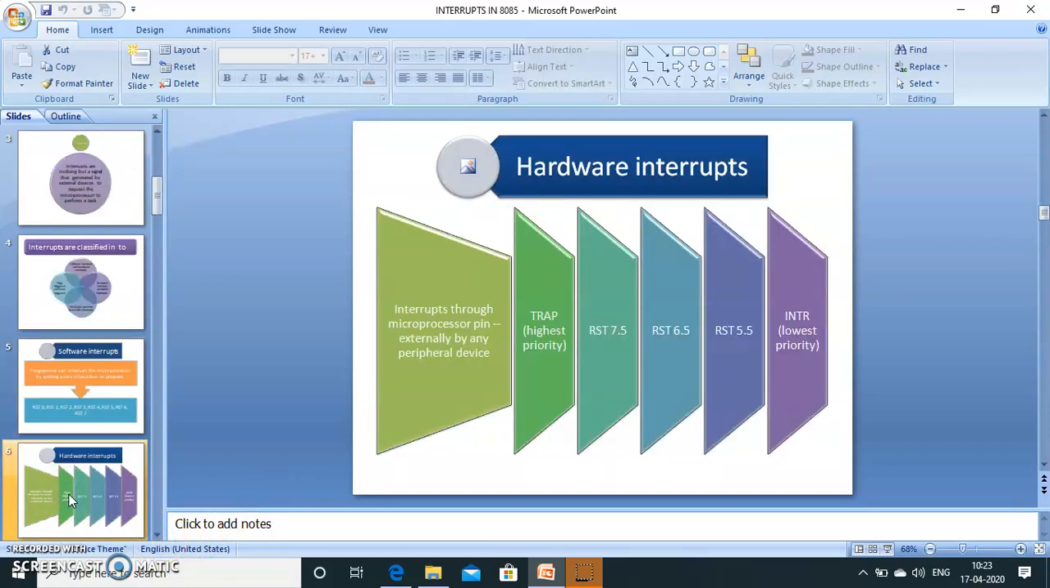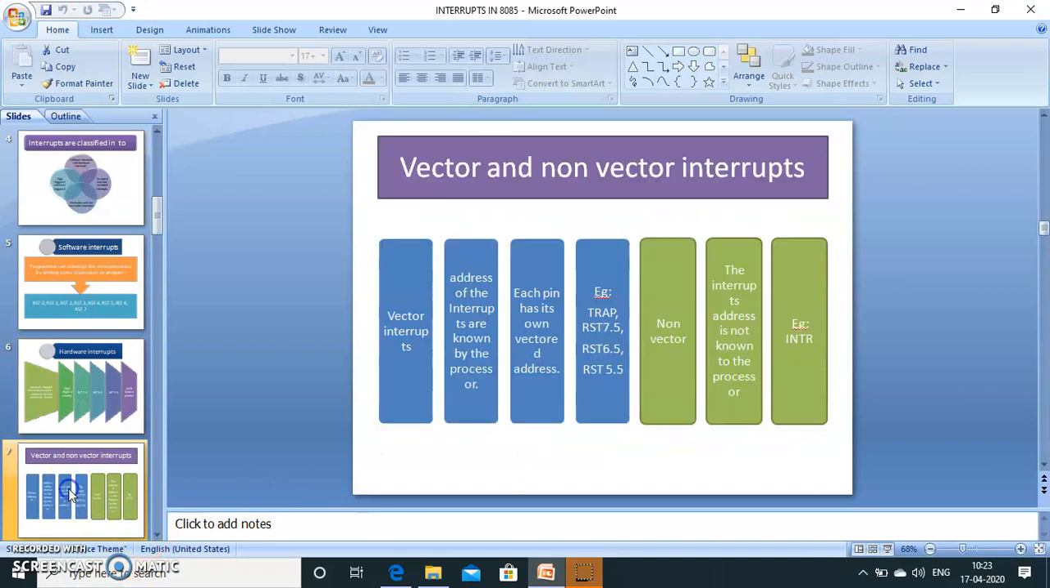In the case of a hardware interrupt, the peripheral device or externally connected device can interrupt the microprocessor through interrupt pins. We have mainly 5 interrupt pins, that is, first is TRAP, RST 7.5, RST 6.5, RST 5.5, and INTR. They are ordered on the basis of their priority. Here, TRAP has the highest priority and INTR has the lowest priority.